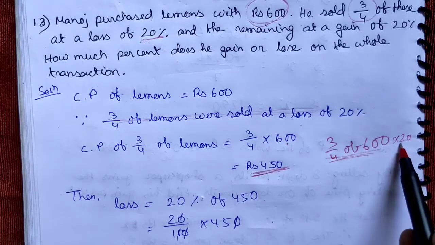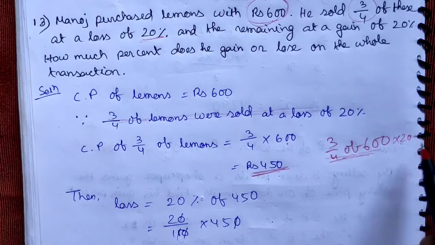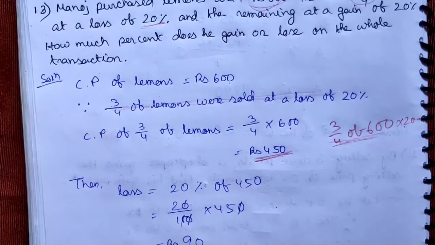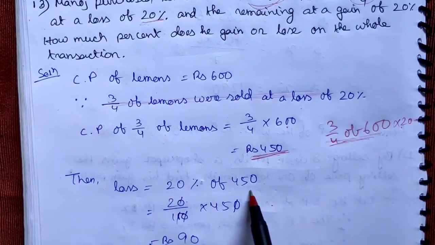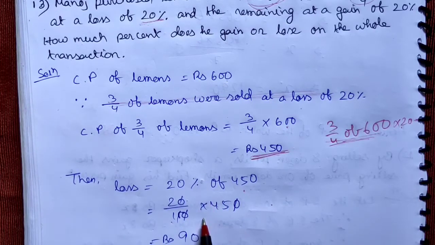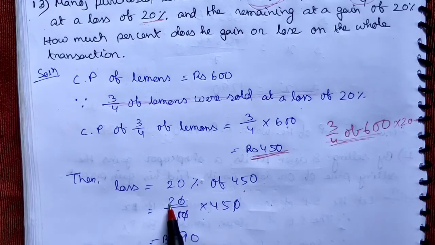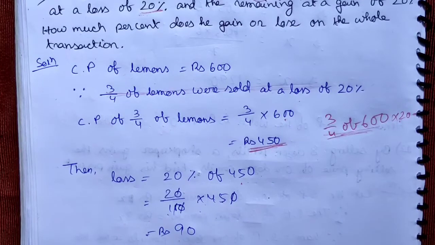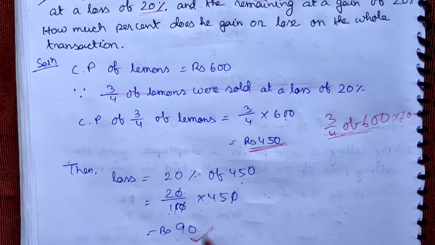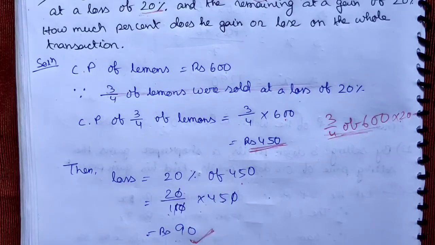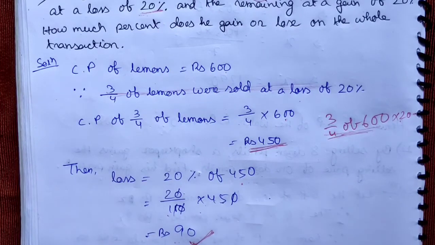Then again it is multiplied with 20%, so we take 20% of 450. 20% means 20 divided by 100 into 450. This 0 cancels, this 0 cancels, left is 2 into 45. So 2 into 45 is rupees 90. So he had lost rupees 90 in this transaction.